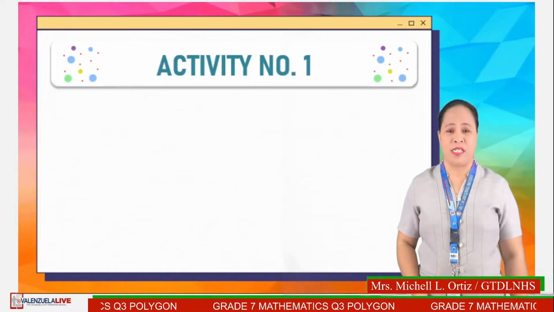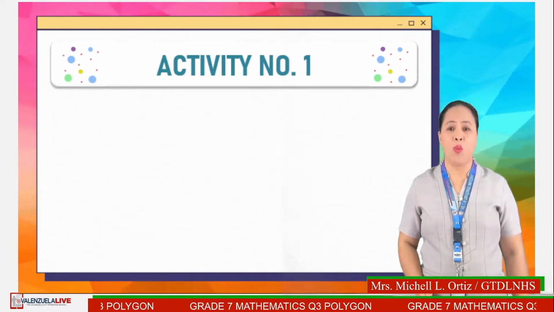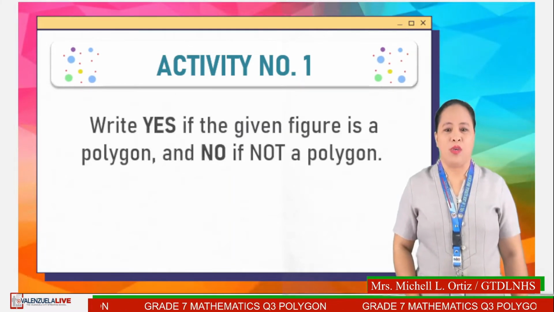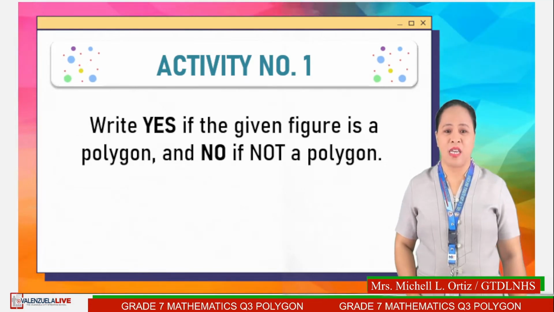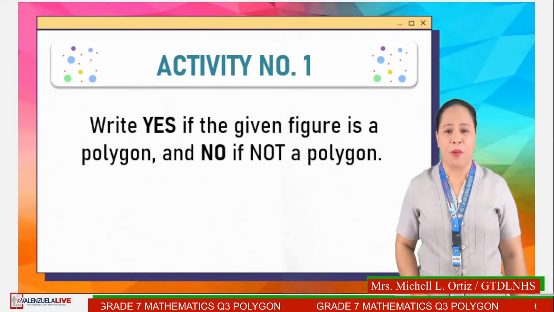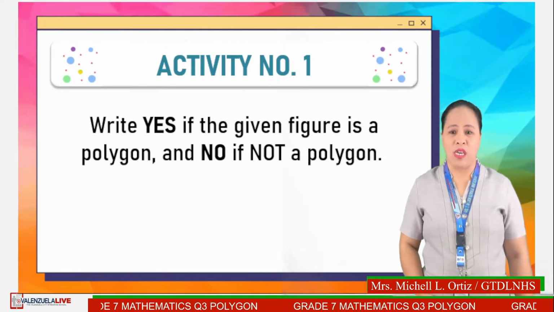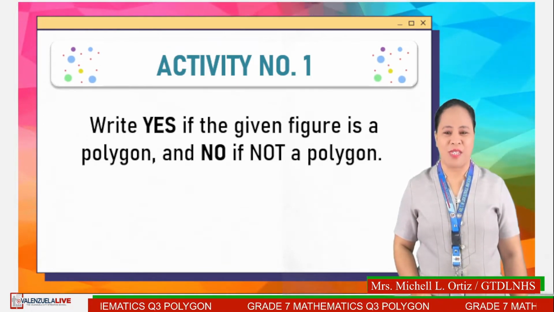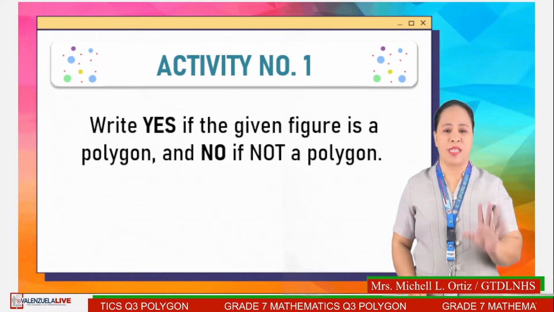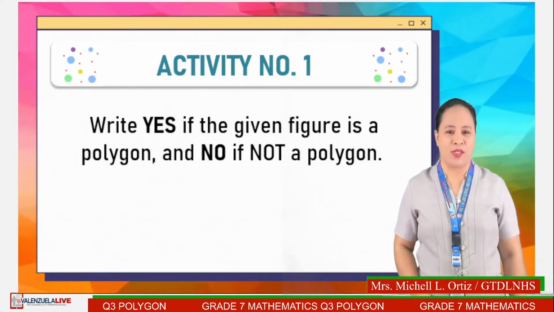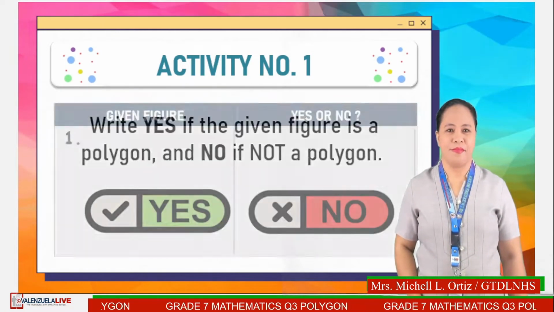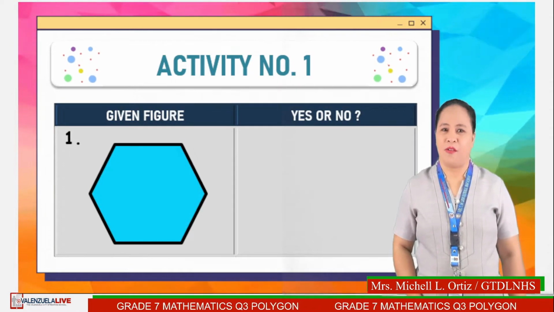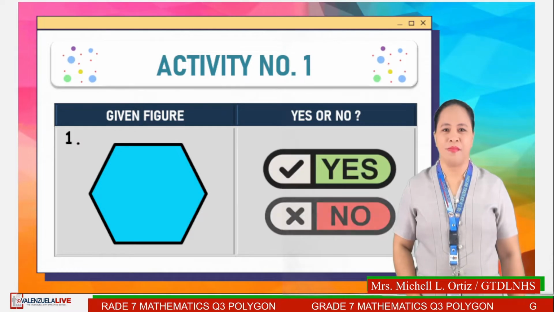For our first activity, let us see what you already know about polygons. You are going to write yes if the given figure is a polygon, and no if not a polygon. Are you ready? Let's begin. You have 5 seconds to key in your answer. Number 1. 5 seconds. Go.